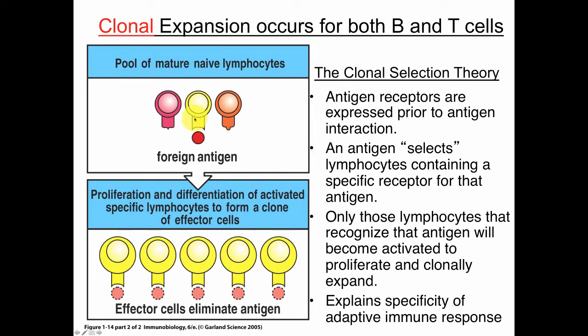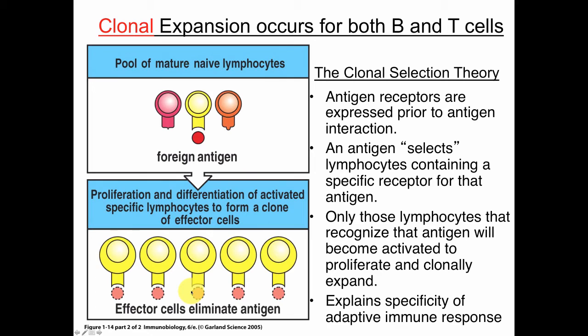In this case, it would be the yellow lymphocyte that has the yellow antigen receptor that engages with antigen, and it signals the cell to proliferate, to make more of itself, and to differentiate into an effector cell. And it's then these effector cells that eliminate antigen.